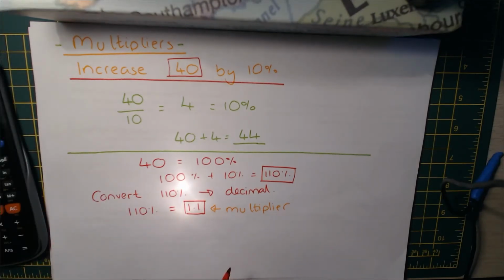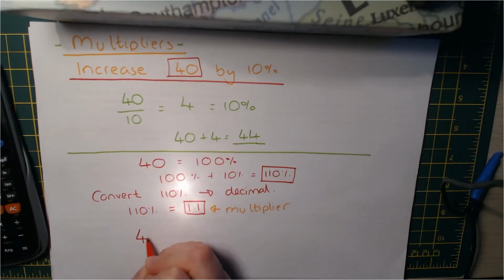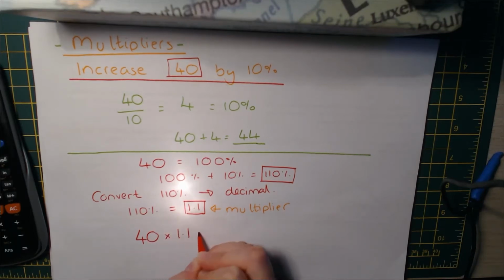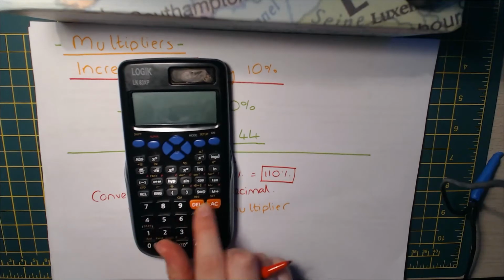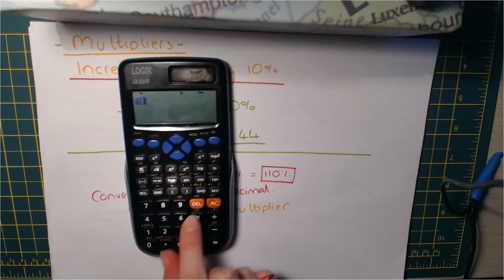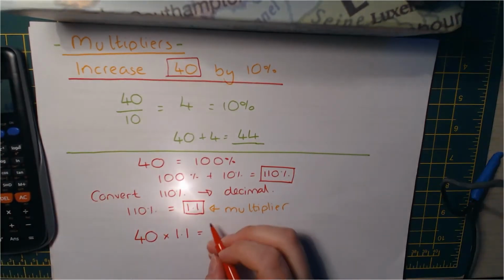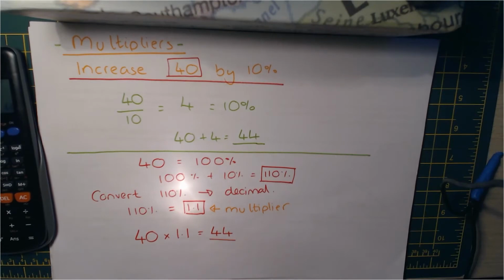It's brilliant. Okay, all you have to do is take our original amount, 40, and multiply it by the multiplier. Multiply by 1.1 and pop it into your calculator. You see that? 40 multiplied by 1.1, which is 44. Okay, in one swift move, so 44. And it's the same as we got last time. So this method is actually a lot faster.